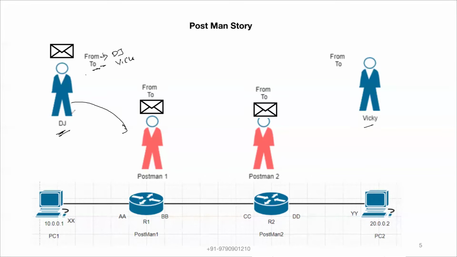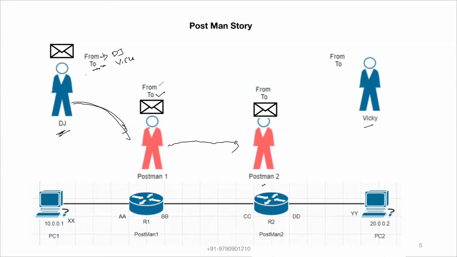So DJ will write the from address and to address on the letter, and physically he will give it to postman number 1. Now postman 1 will see which address to deliver, from or to. He will see the to address and observe that this area I don't cover, it is far away from me, but this other postman covers it. So physically, he goes and gives the letter to him.